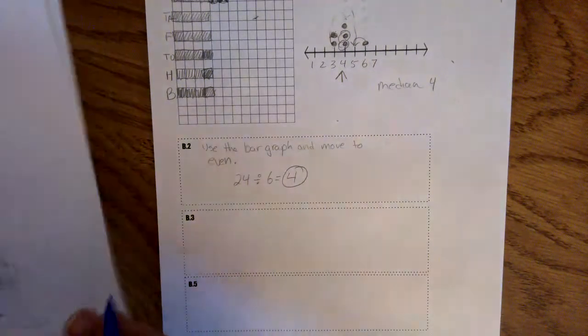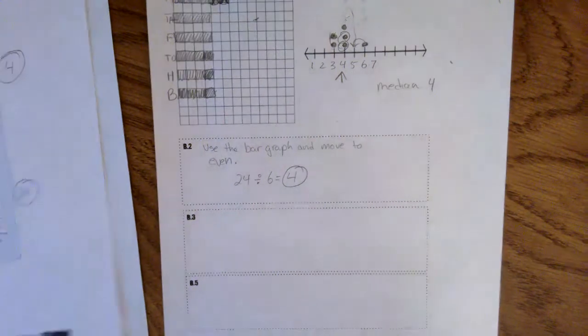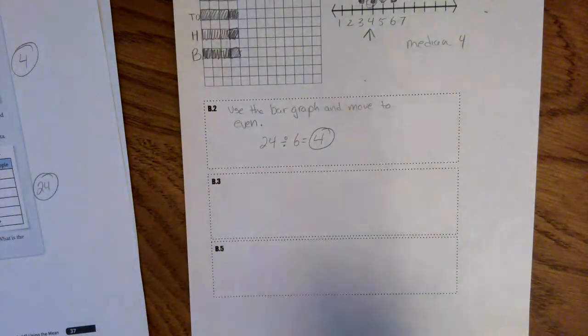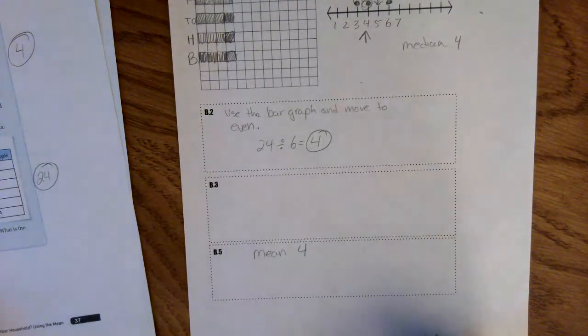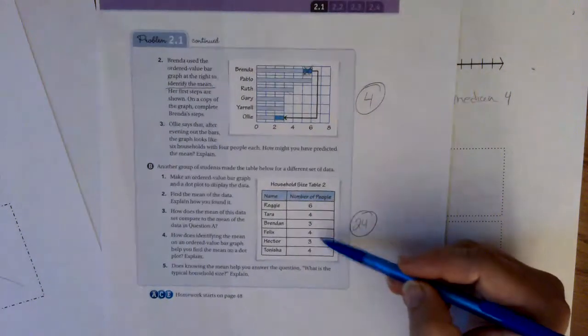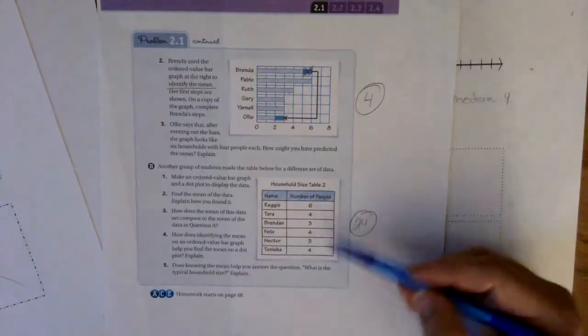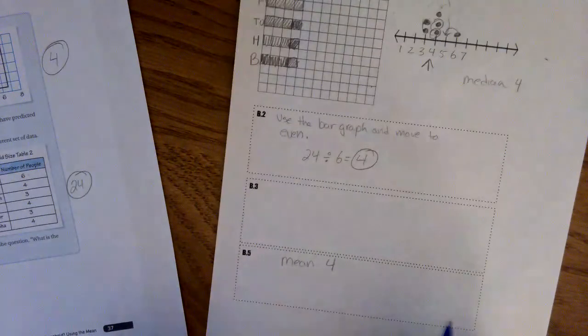All right, so the answer to B3 is that they are the same. And then finally, does knowing the mean help you answer the question, what is the typical household size? Well, if we said the mean is 4, and we go back to our data set, some have above 4, a couple have below 4, but I would say 4 is our typical household size. Doesn't mean that it's the most, but it's in there, it's the typical household size.